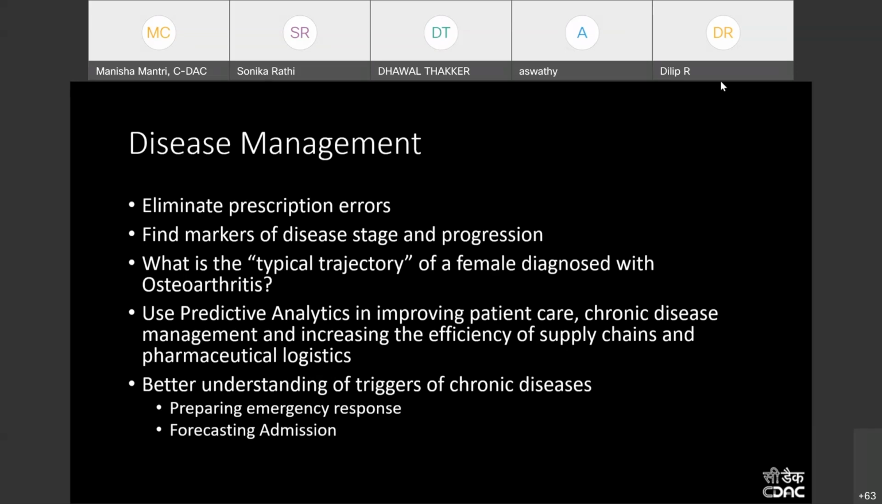So in such cases, even data science can help in better understanding of triggers of the chronic diseases. So for example, when would this chronic disease get to its peak, or when the patient needs real help? So that will help you to prepare emergency response or forecast admissions, and so on.